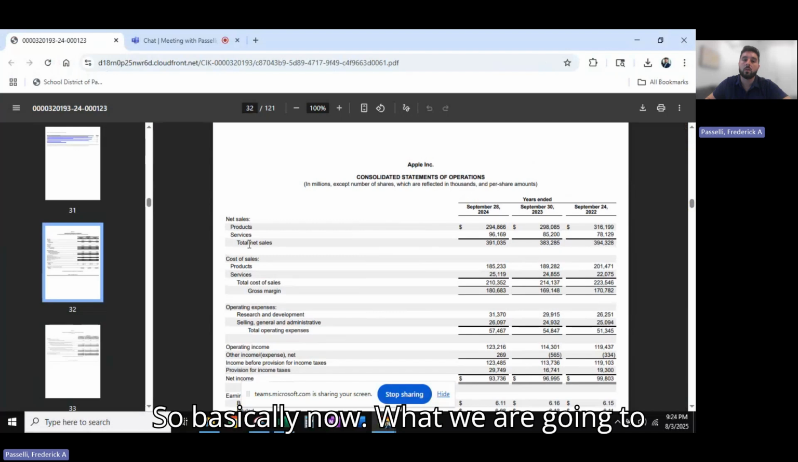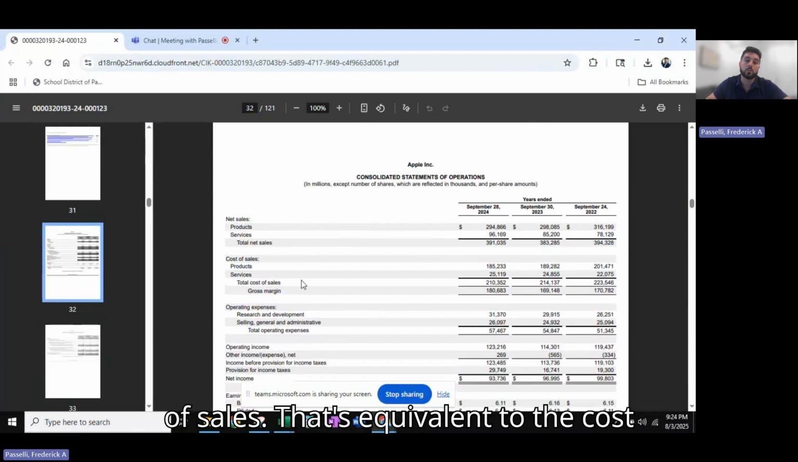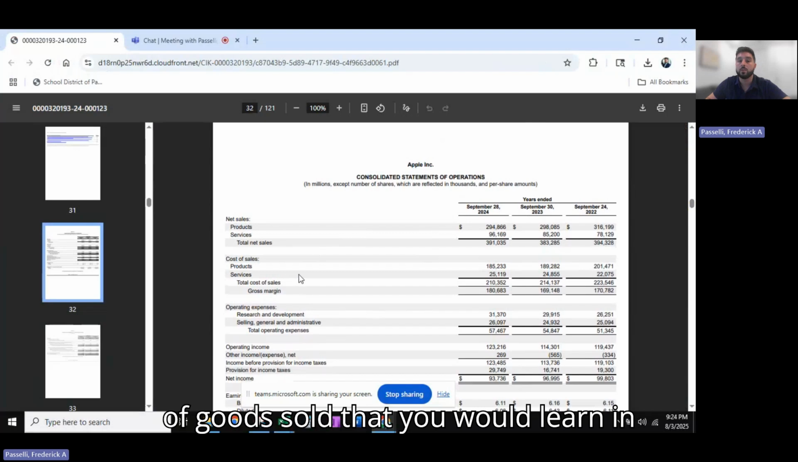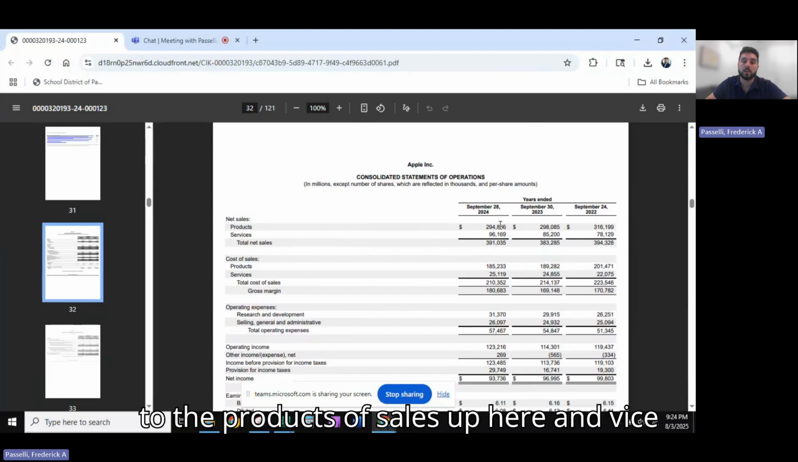Now what we are going to show you are the different types of revenues or sales that Apple has. It's pretty high level here. It's just product revenue and then service revenue. Here are the two amounts. Then you have cost of sales. That's equivalent to the cost of goods sold that you would learn in your accounting class. So essentially we have products and then we have services. The cost of sales for products relates to the product sales up here, and vice versa.